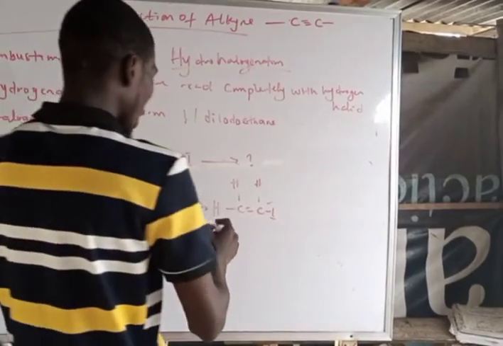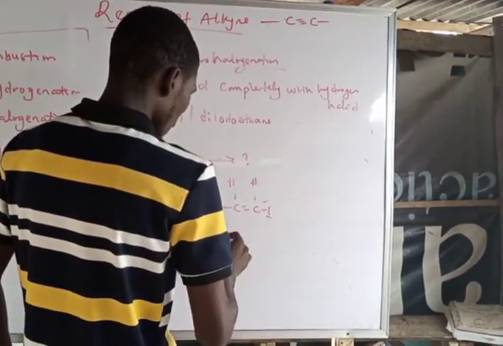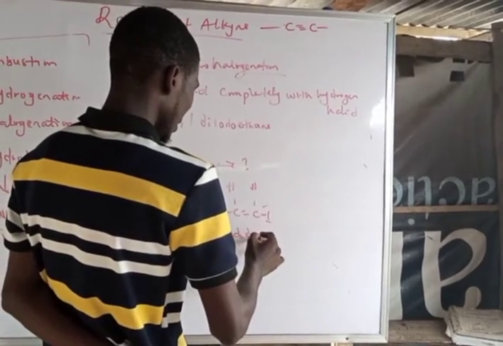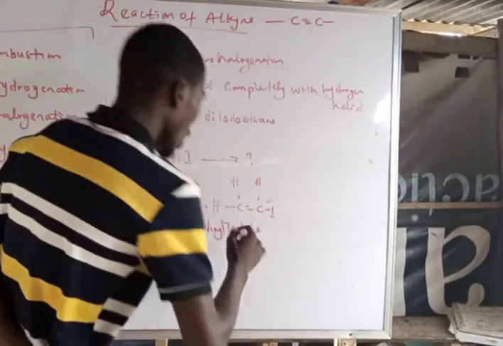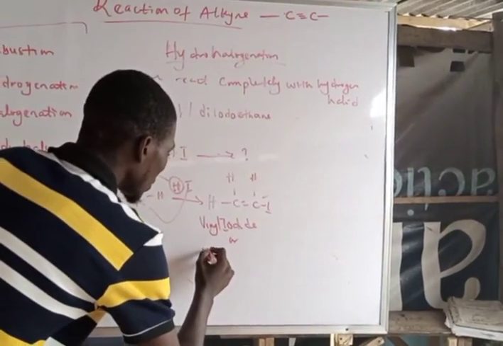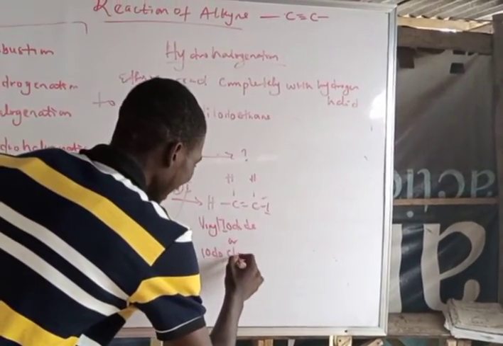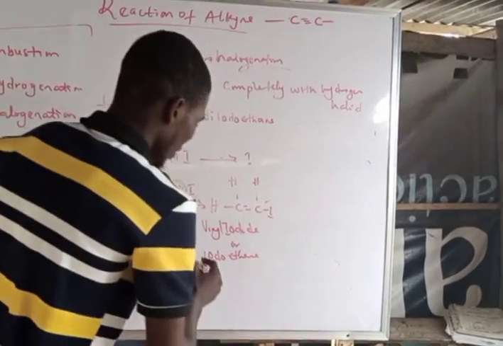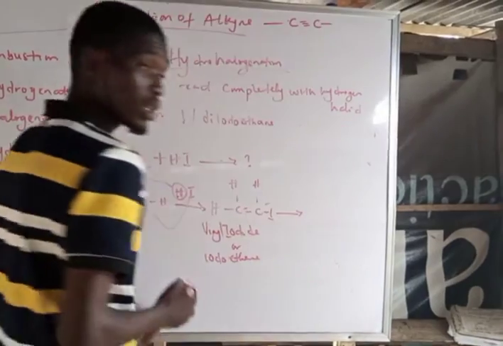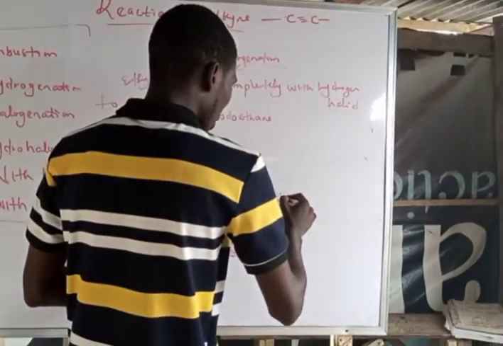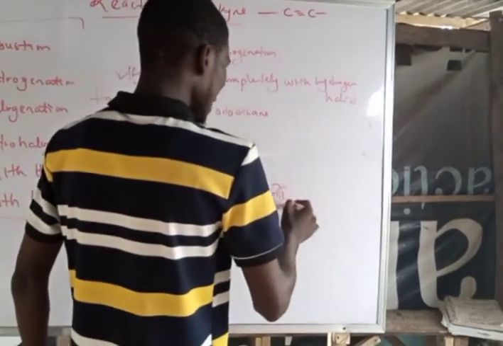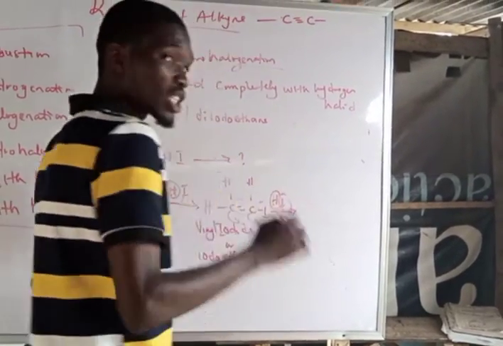So it's that. Now I can call this one vinyl iodide, or I call it iodoethane. So I will call it 1-iodoethane. So let's complete the mechanism now. Don't forget we are using hydrogen halide. So one of these here will come here, and this hydrogen will come here to break this one and turn it to a single bond.